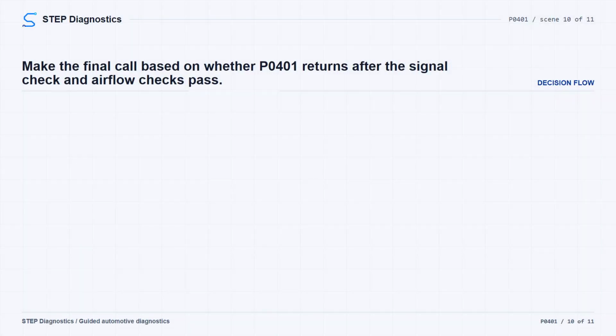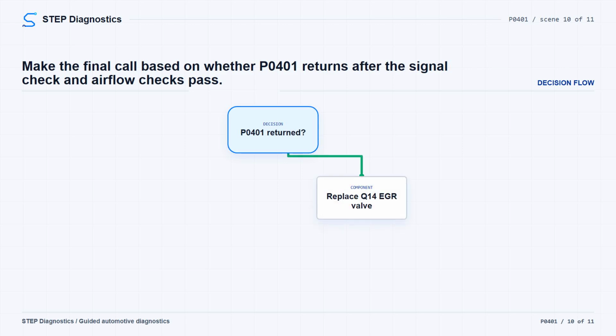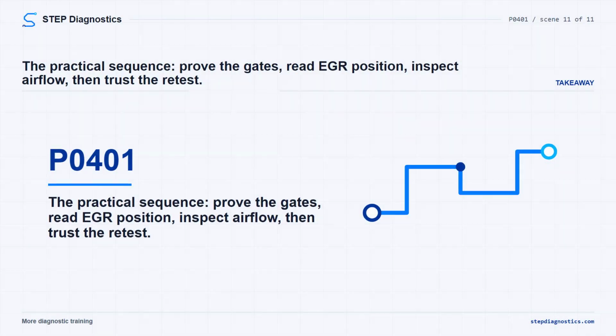After the monitor has had a fair chance to run, verify that P0401 does not set again. If P0401 sets again after the EGR position signal is in range, and no listed airflow, EGR, intake, exhaust, or turbo condition is found, the next directed action is to replace the Q14 exhaust gas recirculation valve. If no DTC is set, the result is all okay. Keep verification separate from the testing. After any repair, verify the repair and confirm the code stays gone.